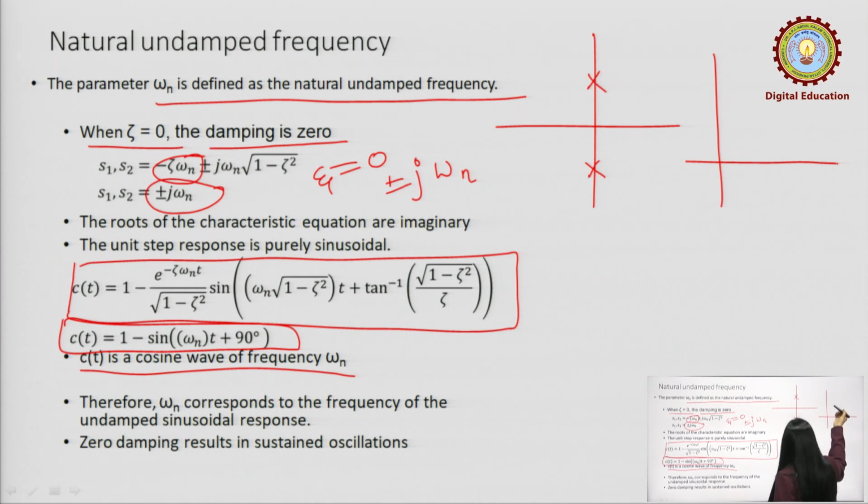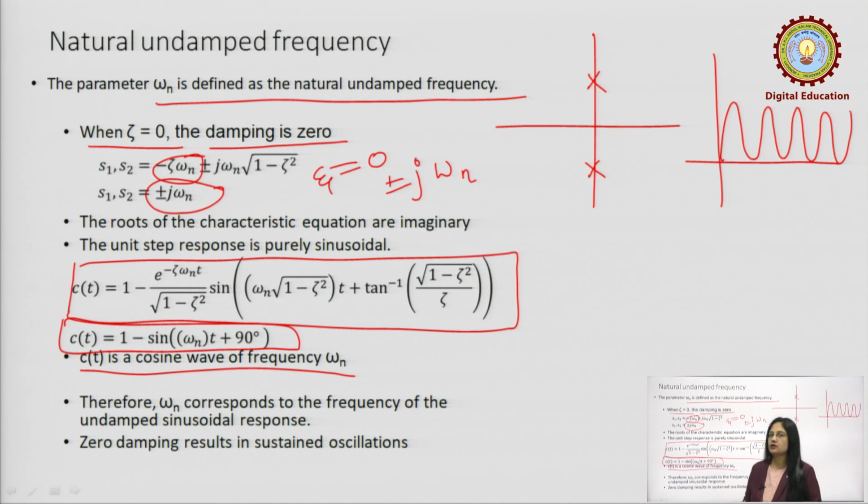So, what will the response look like? The response will look like something like this. There is sustained oscillation. If this is our time axis, this is time and this is C of t. Therefore, omega n corresponds to the frequency of the undamped sinusoidal response. This means that the output of the system will have only oscillations which do not damp out. And what is the frequency of those oscillations?